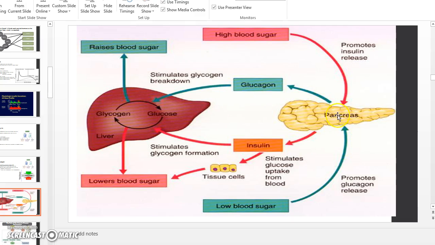If our blood sugar is too high, this is going to promote our pancreatic beta cells to secrete insulin. Our beta cells will also secrete amylin, along with insulin. This is going to stimulate glucose to be taken up from the blood into the peripheral muscle and adipose tissue in order to be stored. It's also going to stimulate our liver to halt glucose production and produce more glycogen in order for it to be stored by the liver, therefore decreasing how much blood glucose is circulating within the bloodstream.